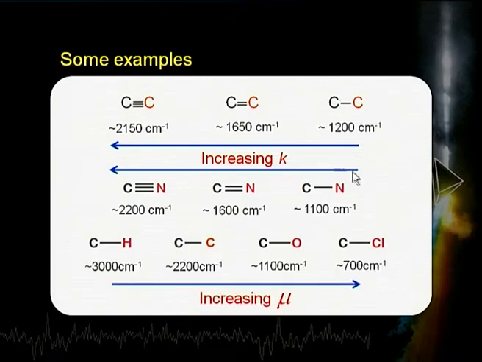Or we can take another example, wherein we keep one atom constant, say carbon, and we have hydrogen, carbon, oxygen, chlorine, and we find that as the second atom's mass becomes larger and larger, the reduced mass increases. As mu is increasing, we find that the vibration frequency goes on decreasing, because there is an inverse relationship with mu, and a direct relationship with the force constant K.